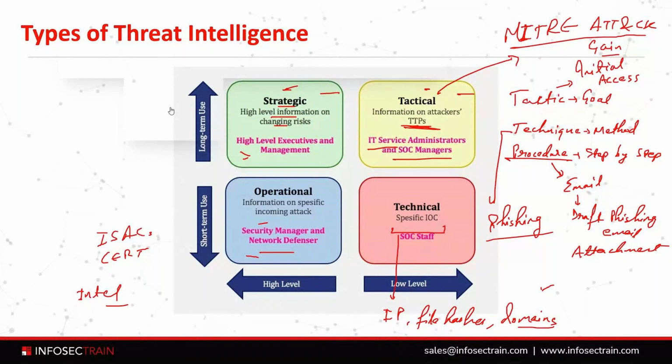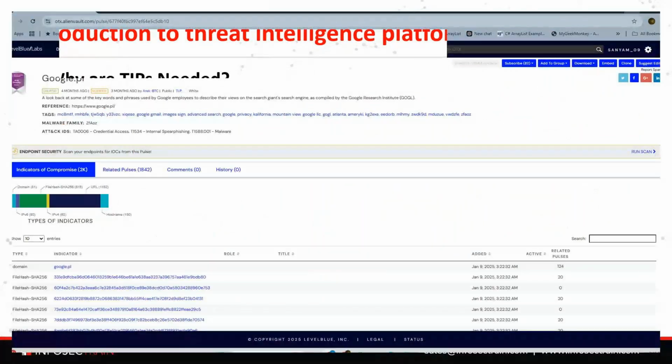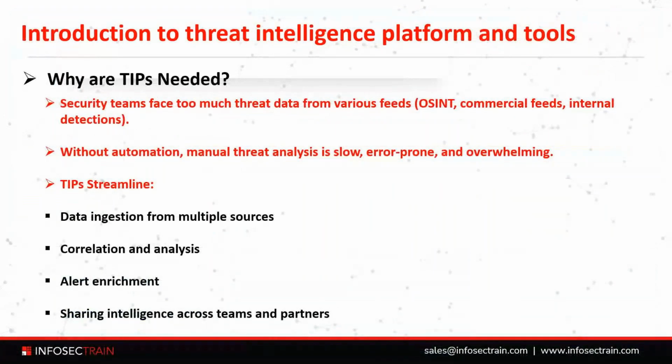So why are threat intelligence platforms needed? Security teams face too much threat data from various feeds: OSINT, commercial feeds, internal detection, which we were talking about. Without automation, manual threat analysis is slow, error prone, and overwhelming. So a TIP streamlines data ingestion from multiple sources, correlation analysis, alert enrichment, and sharing intelligence across teams and partners. TIP is important for that because too many feeds means too much data.